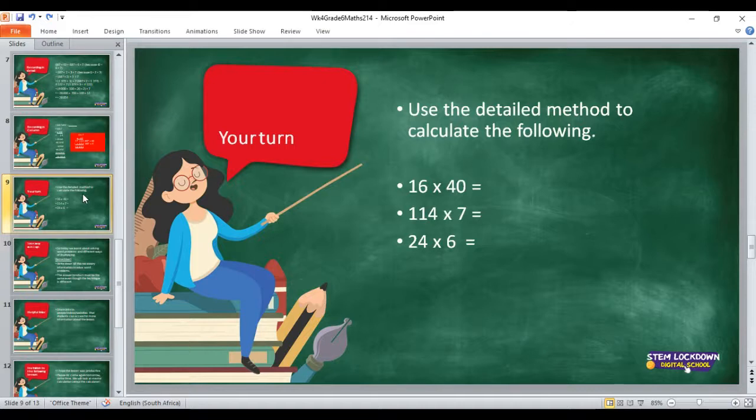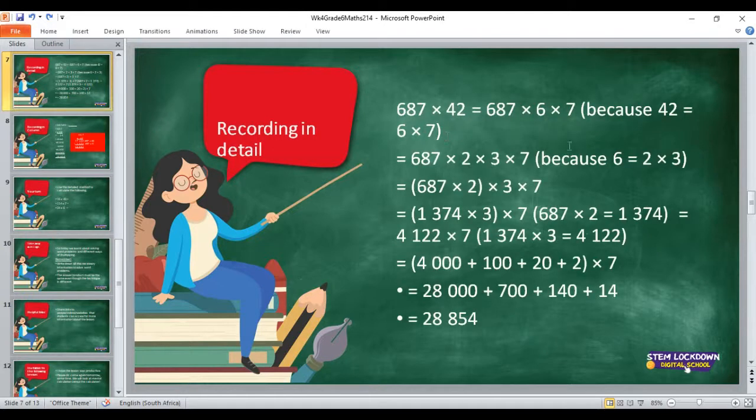We should be able to, for 1 of these, do a mental calculation. All right, use the detailed method to calculate the following. However, on the chat box or on our Q&A section, you can just give me the answer, but always remember when you are doing your calculation that you use your steps, okay? This is the detailed recording. You are recording in detail here because you are breaking down everything and then you are building it up, okay?